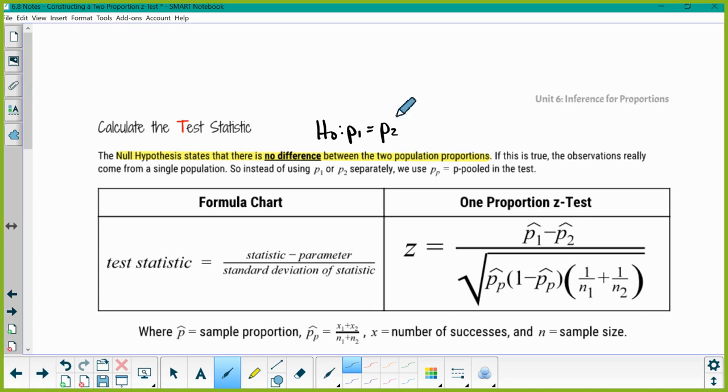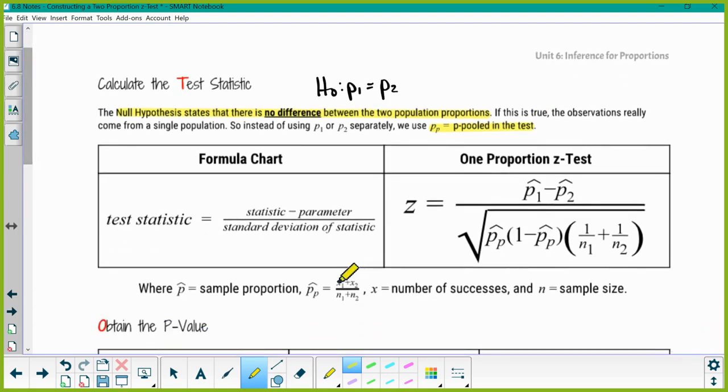So instead of using P1 or P2 separately, we use something called P pooled in the test. And this is going to be the general way the AP exam College Board is going to look for an answer like this. So this is the formula that you would follow. P pooled is taking all of these successes and the entire sample size from both populations and combining them, pooling them together. So I have x1 plus x2 over n1 plus n2. So it's your total number of successes from both groups.